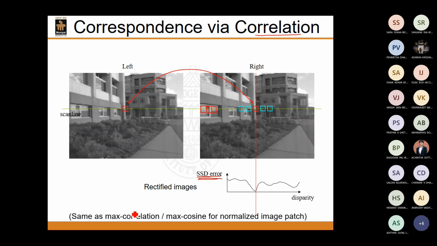Okay, and this is also for the normalized image patch. It is also called the max correlation or the max cosine.